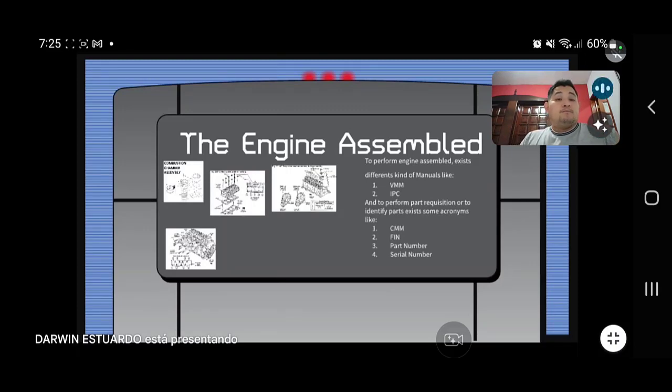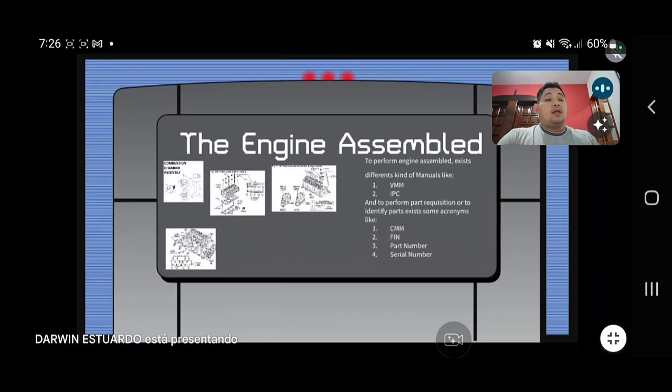Okay. I don't know if you can pay attention to the slides, but you don't have a lot of information there. Why? Because my objective is that you understand how the engine can be assembled, and for this reason, I will just explain to you how the engine can be assembled step by step.